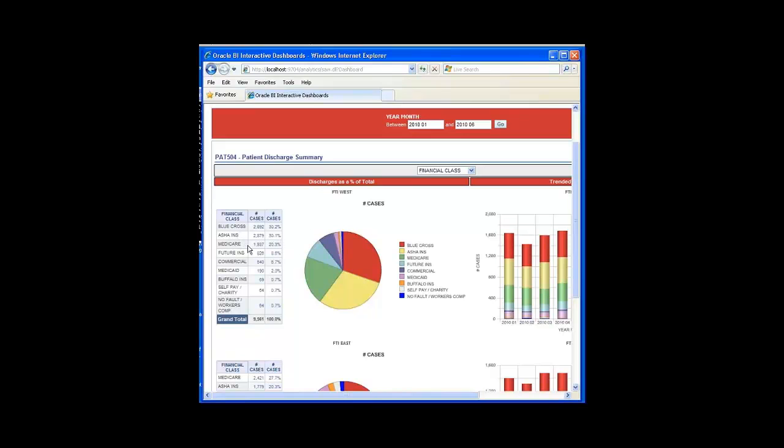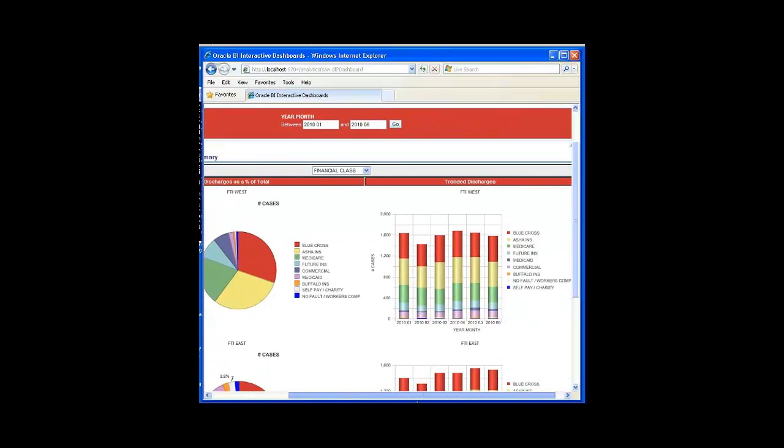I'm looking at the inpatient discharges. And I'm looking at them aggregated by financial class. So I can see that Blue Cross, for instance, represents almost a third of my total discharges in the 6-month window. So on the left-hand side, I'm looking at it in terms of parts of a whole. I'm looking for that 6-month window, what each of these individual financial classes represent as parts of the entire whole.